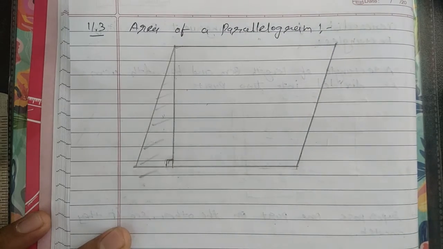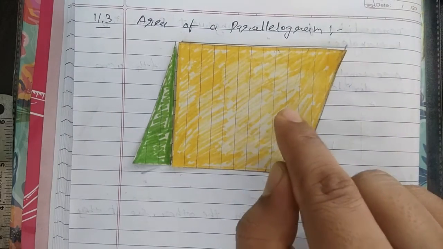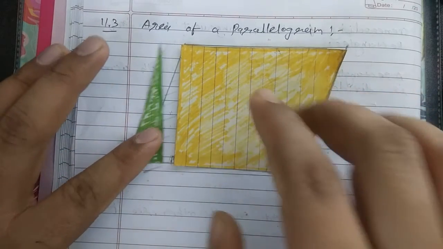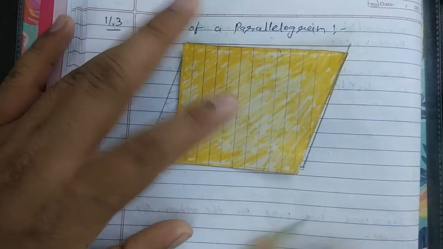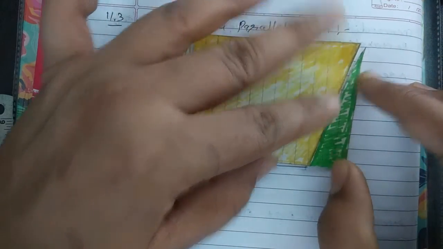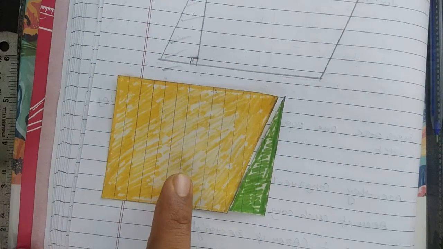So for that, what we will do, here you can see that this is a figure of a parallelogram. Here we have cut the triangle part. Now what we will do, we will bring this part to the other side, and when we bring this part to the other side, what did we get? Here we can see that it is nothing but a rectangle.